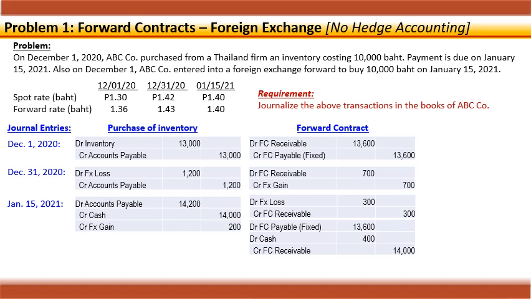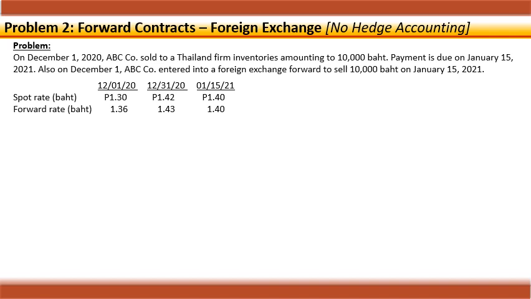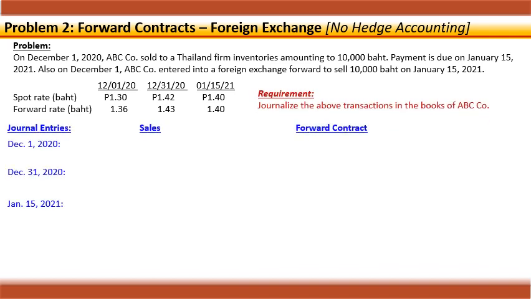Okay? For the next problem, kung kanina bibili ka, ngayon naman magbebenta ka. Forward to sell 10,000 baht. Same given. Journalize the above transaction. So, ang magbabago naman, instead of purchase of inventories, meron kang sales as your hedge item. And then, meron ka pa ding forward contract.